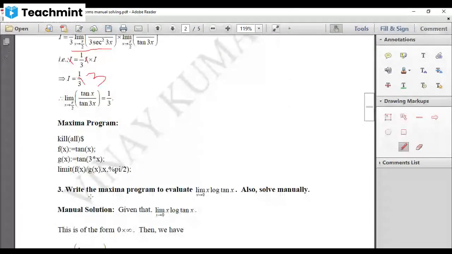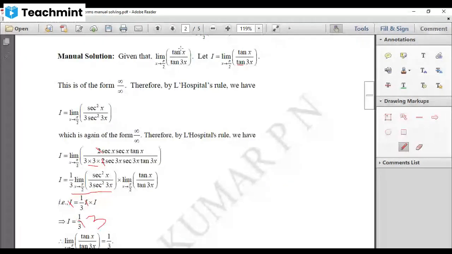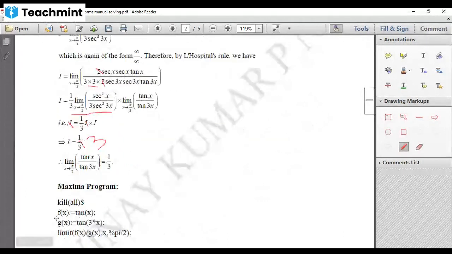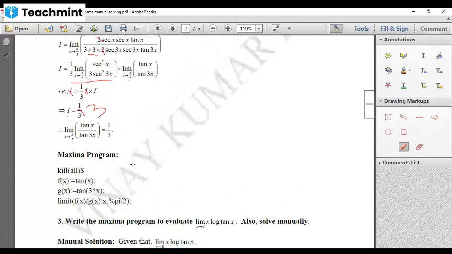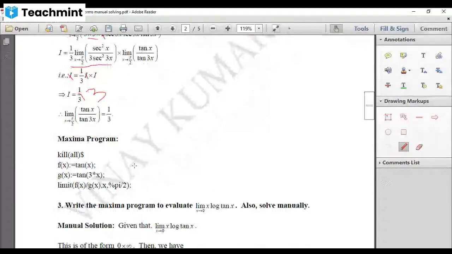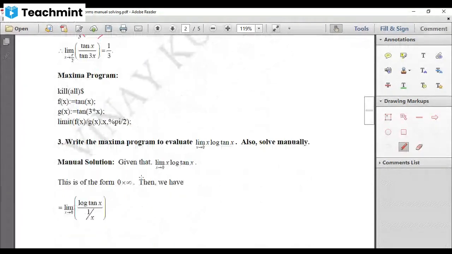Now, how to write a Maxima program for this? As usual, kill all. What is your f of x? Colon with equal sign tan of x, that is the numerator, because it is of the form infinity by infinity. So numerator is f of x, denominator is g of x, that is tan of 3 into x, and limit f of x divided by g of x separated by comma with percentage pi by 2. That is the limit at which you are finding. Okay. Now this is how you have to solve the problem. Okay. Now let's move on to the next problem.